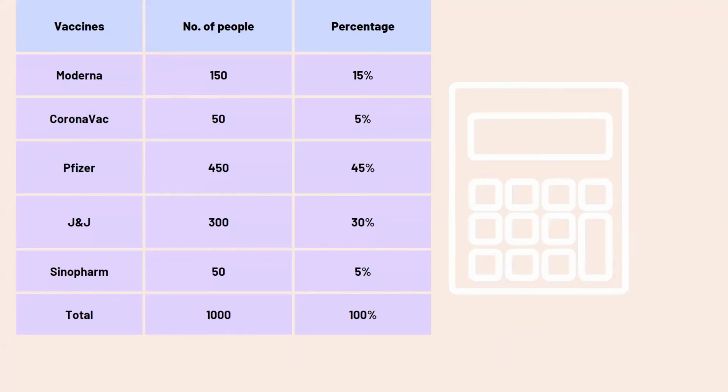After solving the number of people, we can now place the answers in our table. For Moderna, we have 150 people for the 15%. CoronaVac, we have 50 people for 5%. Pfizer is 450 for 45%. Johnson & Johnson is 300 for 30%. Sinopharm is 50 for 5%. If you add them all, the total is 1,000 people and a total percentage of 100%. Next, please.